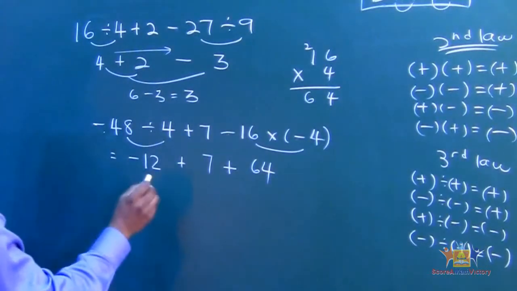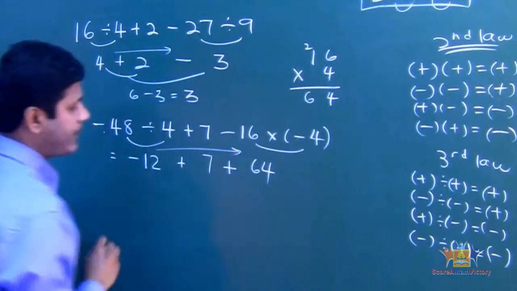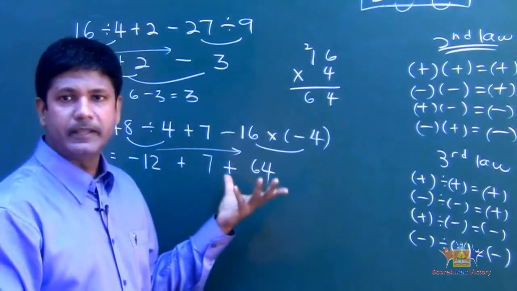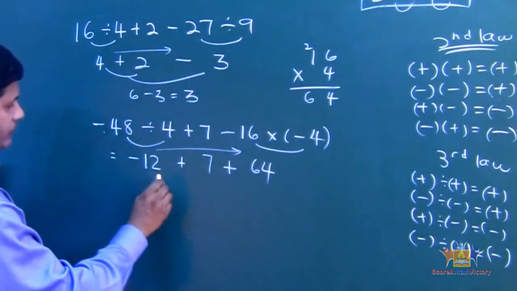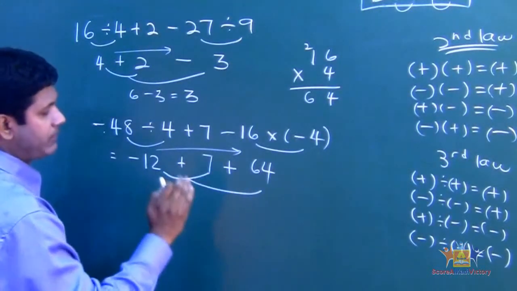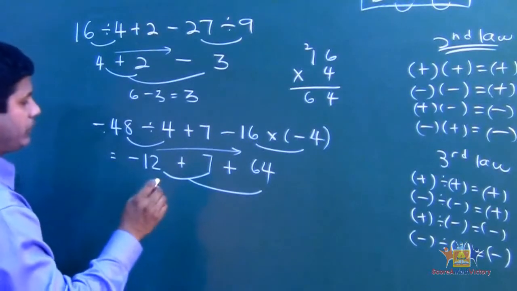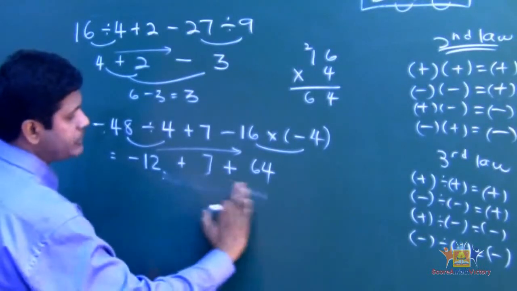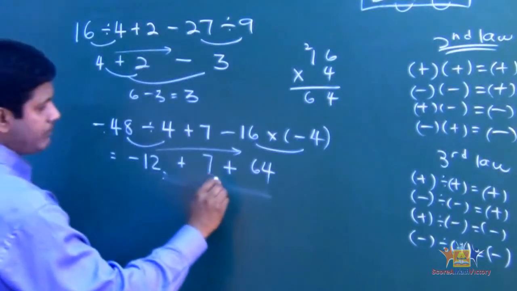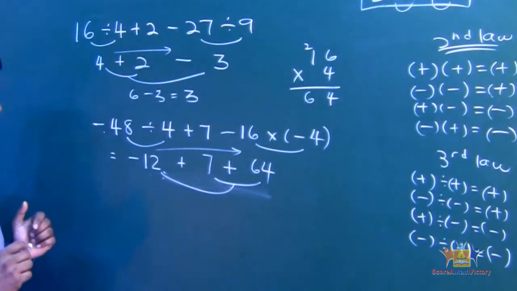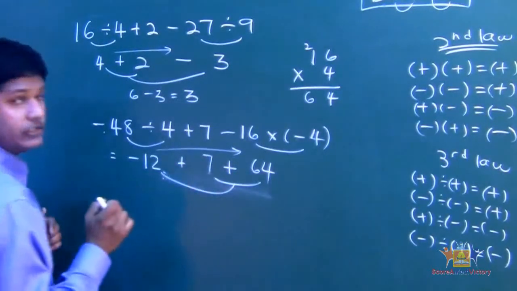Alright, now I can use the left to right method because I have negative, positive, positive. No more multiplication or division. So I'm using the pairing method. So negative 12 plus 7. Or you could also do this: when it comes to combination, the pairing method, you can pair this first and then combine with that. So that means 7 plus 64.